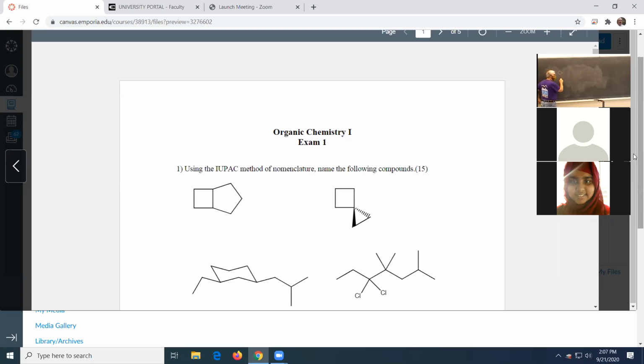All right, the next one. Okay, this is a spiro. And it would be 3, 2. And again, we separate these with a period rather than a comma. And it's largest to smallest. And this would be hexane.